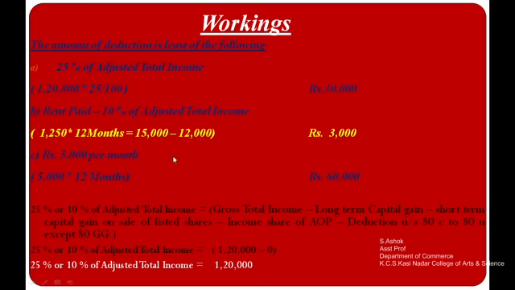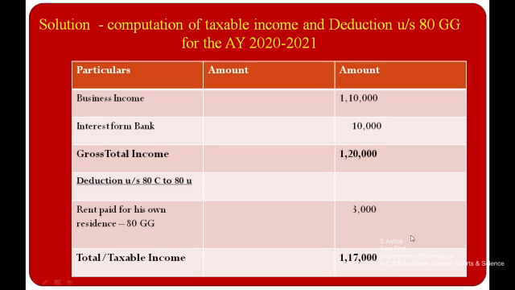The last condition is rupees 5,000 per month. So 5,000 into 12 months is equal to 60,000. The least of the three amounts is rupees 3,000, which I have highlighted in yellow color. See that: here it is 30,000, this is 3,000, and this is 60,000. So the least amount is rupees 3,000, which I have highlighted. This amount has to be deducted. As shown previously, 3,000 was deducted as deduction under section 80GG.